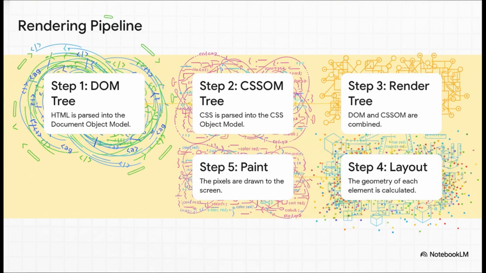So here's the game plan. First, the browser parses the HTML to build something called the DOM tree. At the same time, it's parsing the CSS to create the CSSOM tree. Then, it combines those two into what's called a render tree. From there, it calculates all the geometry in the layout step, and finally, it paints the pixels to the screen. Let's walk through what each of these really means.